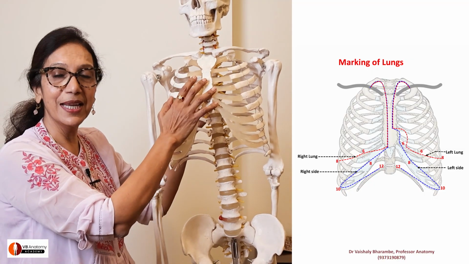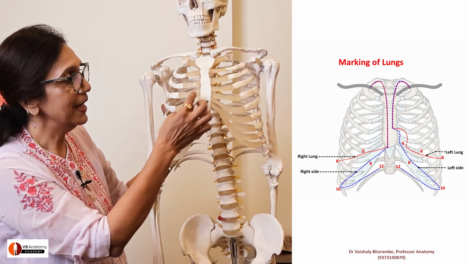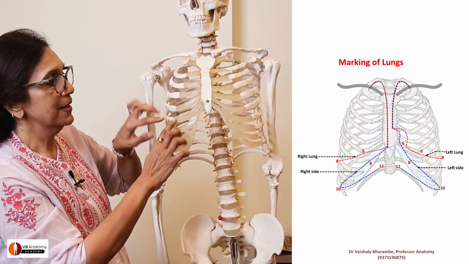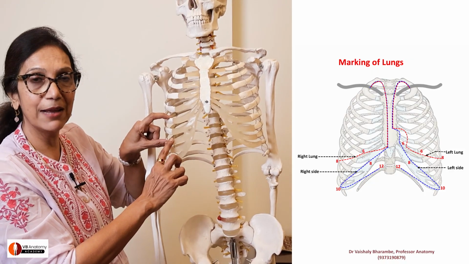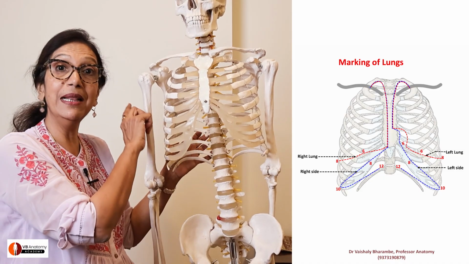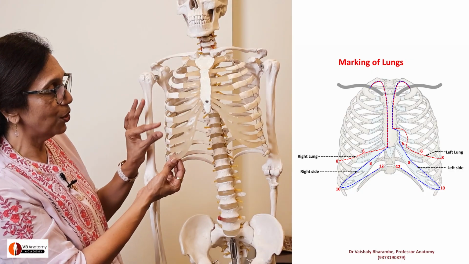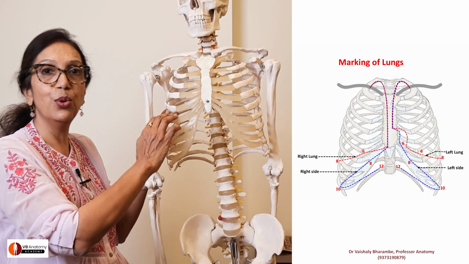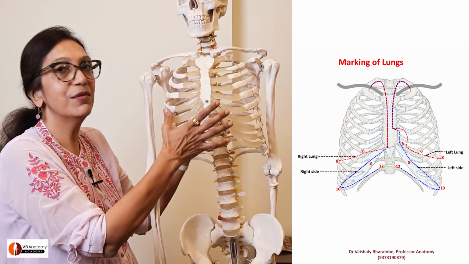The same marking when you do on a pleura, what you find is that instead of reaching the 6th rib, the pleura extends down till the 8th rib in the midclavicular line, 10th rib in the midaxillary line, and 12th rib posteriorly. So that means that there is a clear 2 intercostal space between the lower edge of the lung and the lower edge of the pleura. And that's the point we need to make.